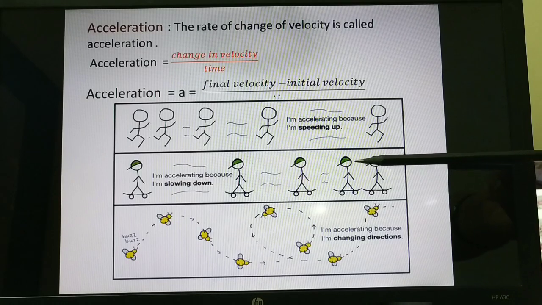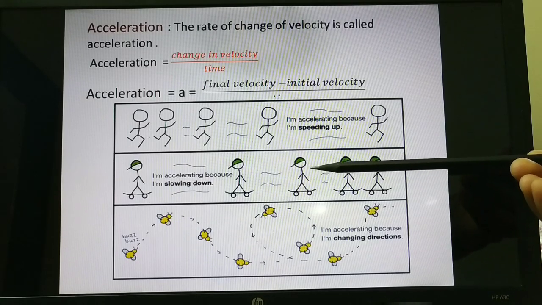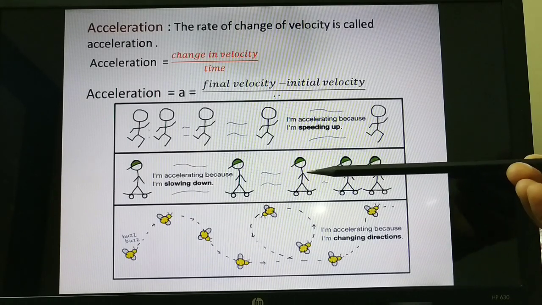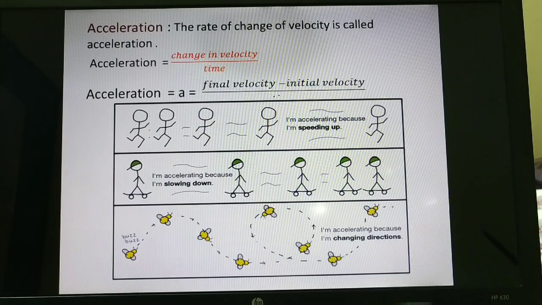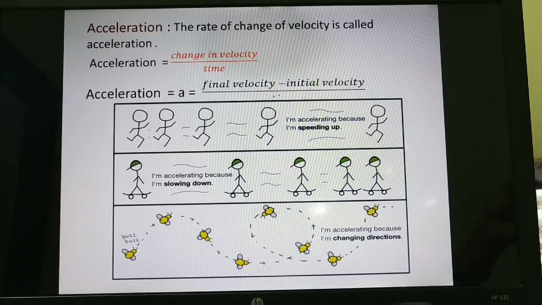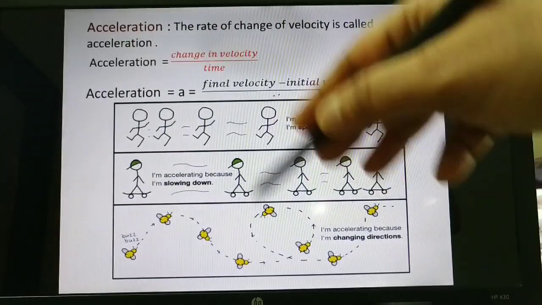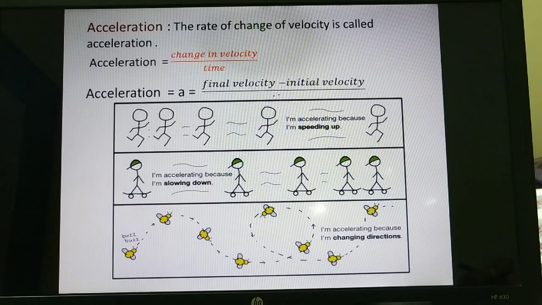Smallest distance covering a small velocity. In between, the speed we call velocity. And speed becomes the average. The average of all this we call speed.